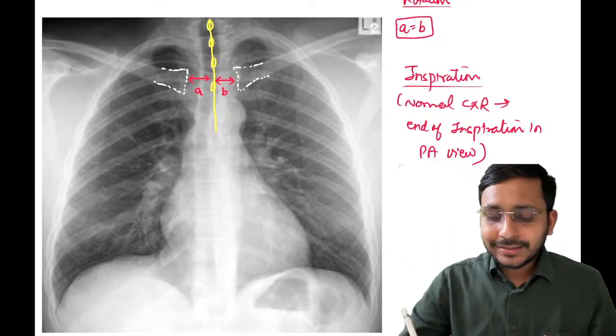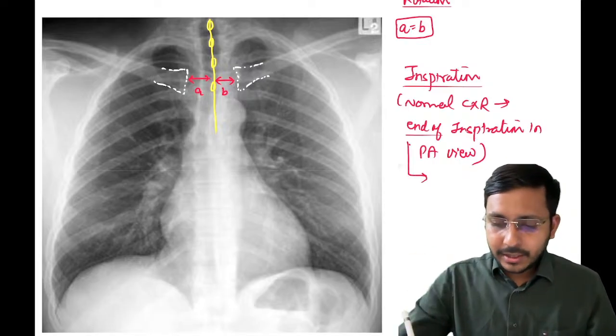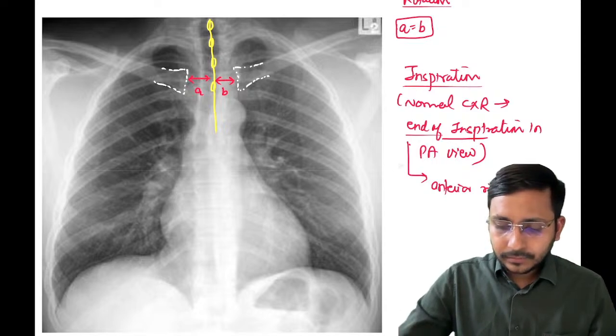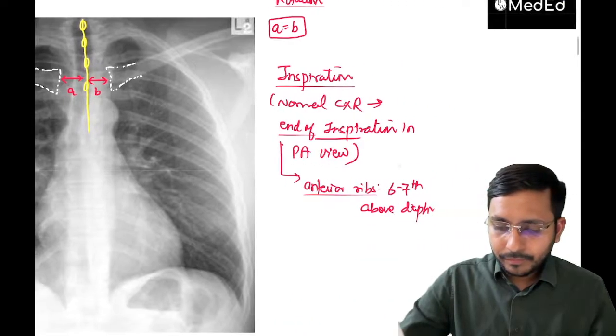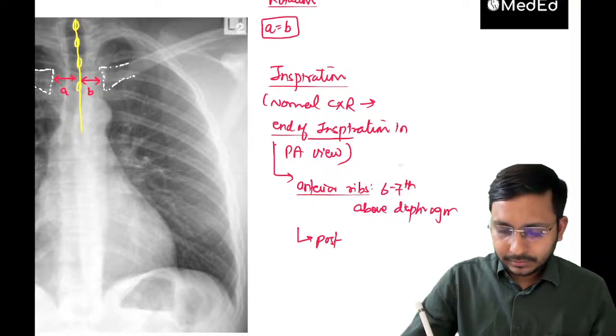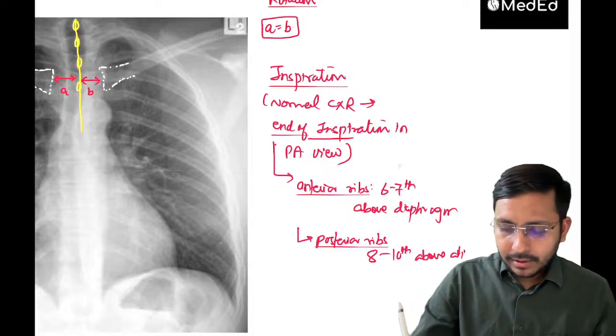Now how do we assess that it is end inspiration, not expiration, end inspiration? So anterior ribs should be 6th to 7th above the diaphragm, and posterior ribs should be 8th to 10th above the diaphragm.